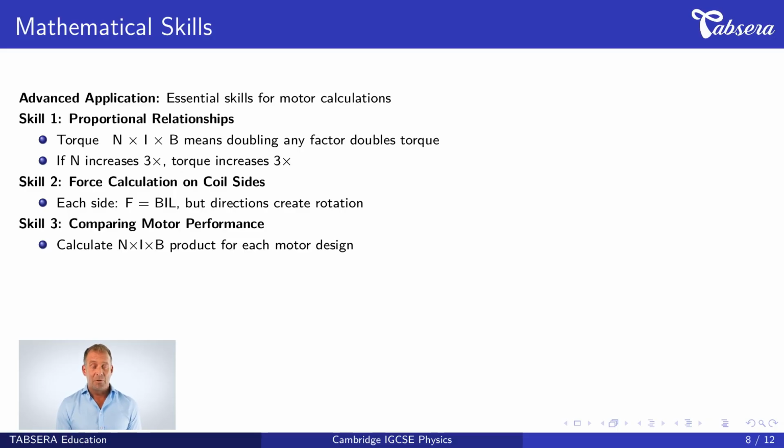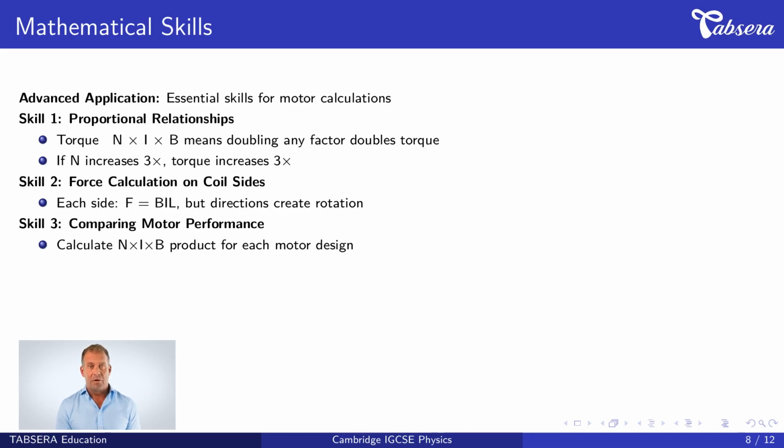Mathematical skills are crucial in electromagnetic physics. Let's examine 3 key skills. First, proportional relationships. When torque is proportional to N times I times B, this means doubling any single factor doubles the torque. If the number of turns increases by a factor of 3, the torque increases by a factor of 3, assuming current and field remain constant.